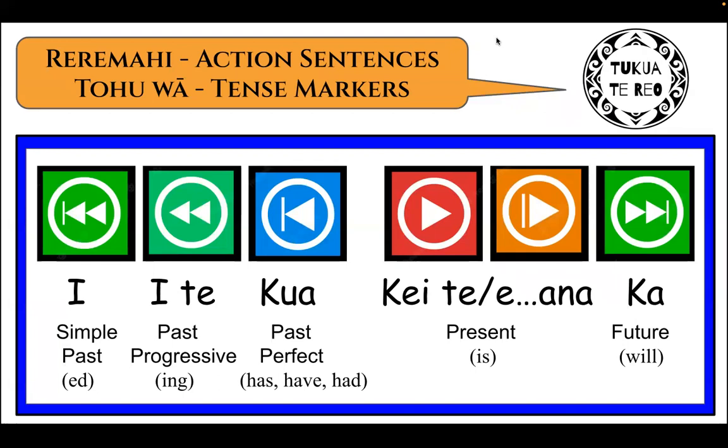Kei te is used to indicate that the action in the sentence is happening in the present tense. E ana is also a present tense marker and is translated into English in the same way as kei te. When using this tense marker, the tūmahi or action word sits in between the words e and ana. The last tohuwa is ka, which relates to the future tense.